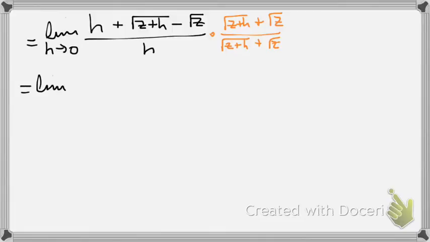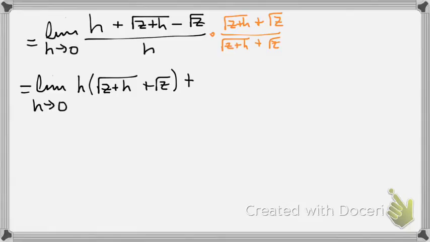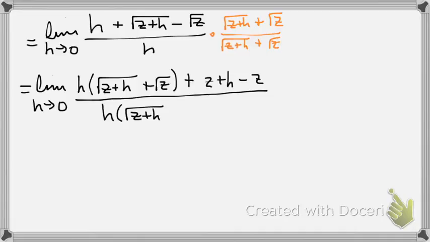This means I get the limit as h approaches 0. Now, the conjugate multiplies straight through to the h, as is, plus, but how does it multiply to the back two terms? As z plus h minus z. A squared minus b squared. That's a difference of squares. You guys agree? And on the bottom, that's h times the square root of z plus h plus the square root of z.